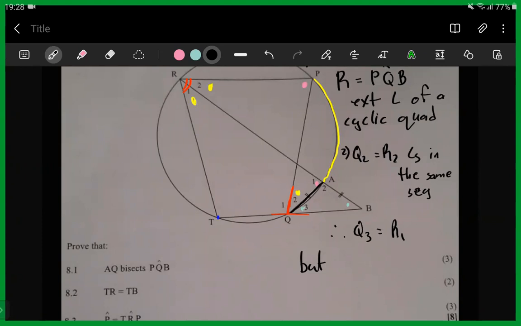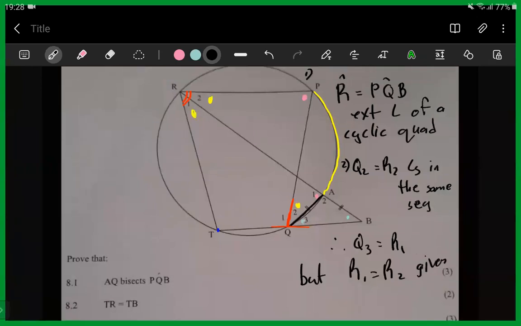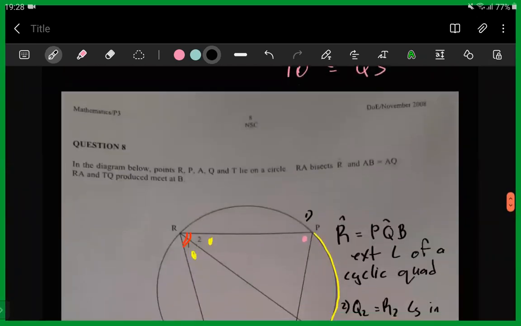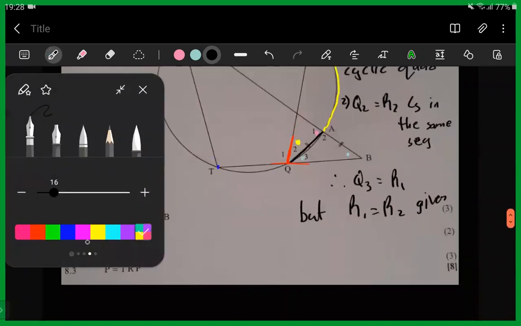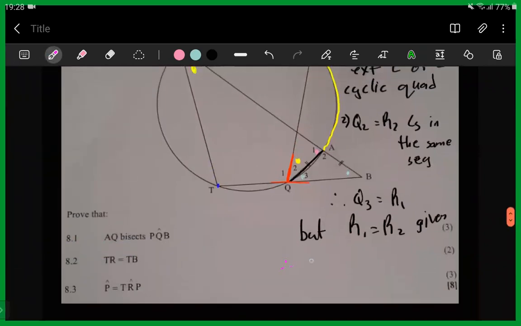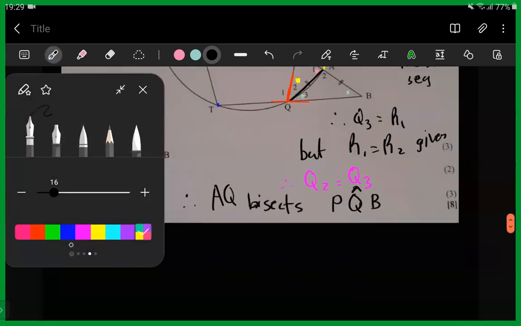So here we're saying R1 is equal to R2. The reason is given, because they told us in the beginning that this line here bisects R. Because we have shown that they are both equal to R1 and R2, we can say therefore Q2 is equal to Q3. It's a conclusion. And then here we can say therefore AQ bisects PQB. That's the way we like it.